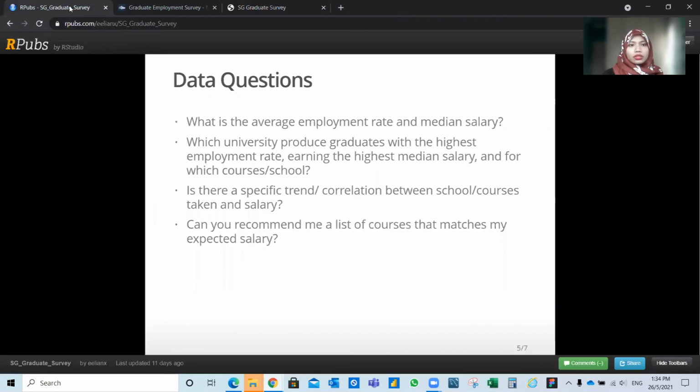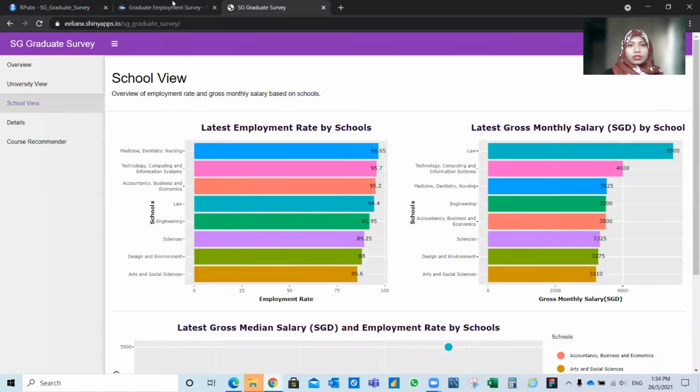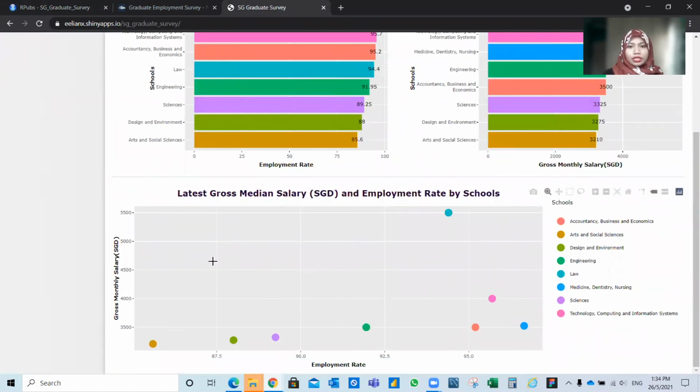And now let's go into the third data questions. We would like to know, is there a specific trend or correlation between school or courses taken and the salary? So this information can be obtained from the graph that has been plotted. You can see the gross monthly salary and also the employment rates. We can see that the medicine, dentistry, nursing, even though it scored the highest employment rate, however, the gross monthly salary that is achieved is around 3,500 Singapore dollar.